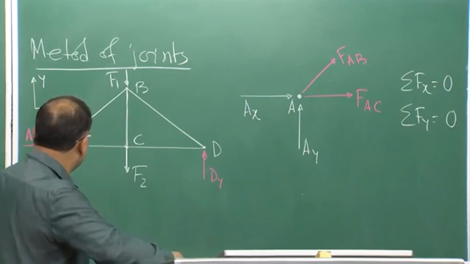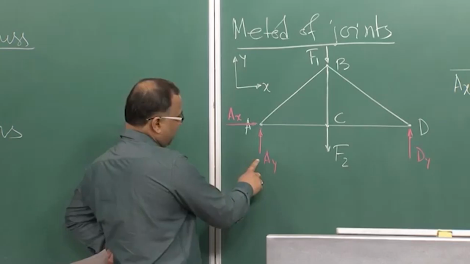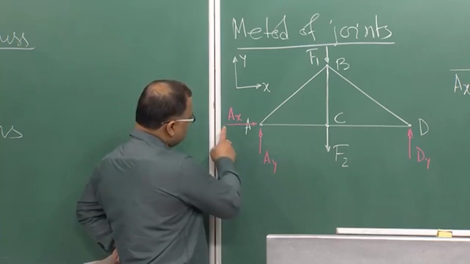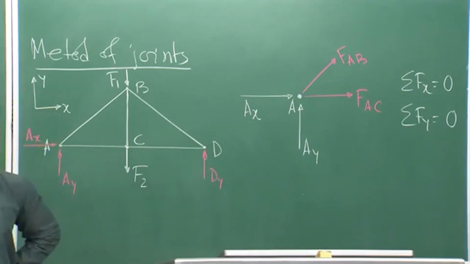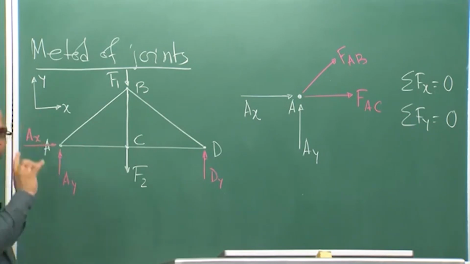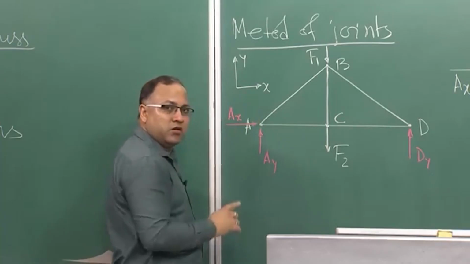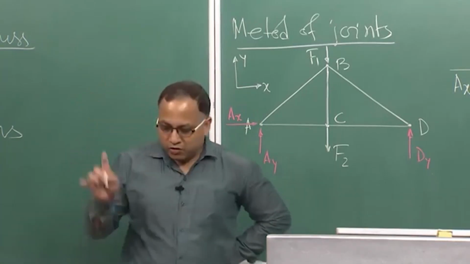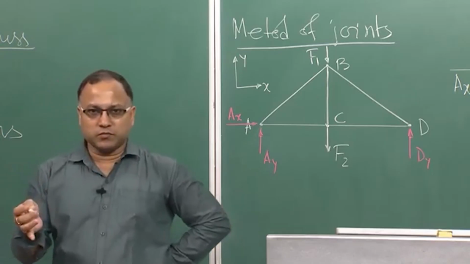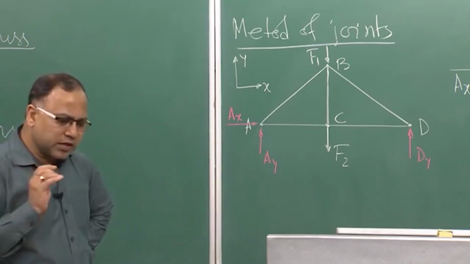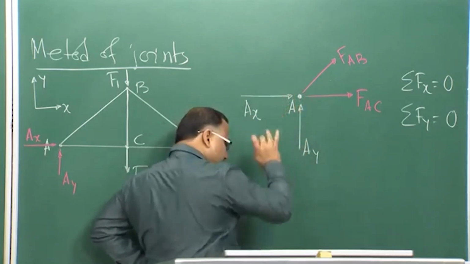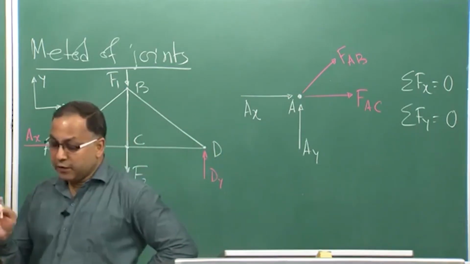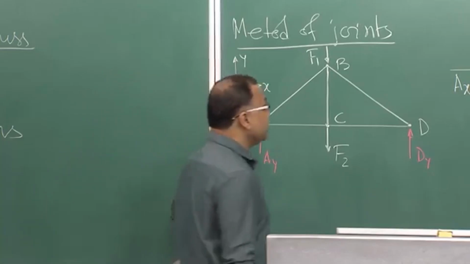Now, I have shown AY in the vertically upward direction, AX from left to right. The same thing I am showing here, because I do not know whether AX will be left to right or right to left. Whether AY will be vertically upward or downward, I do not know. That will be dependent on the calculations, or that will be dependent on the magnitude, right. For the sake of completeness, we are assuming that AY is acting vertically upward and AX is acting from left to right.